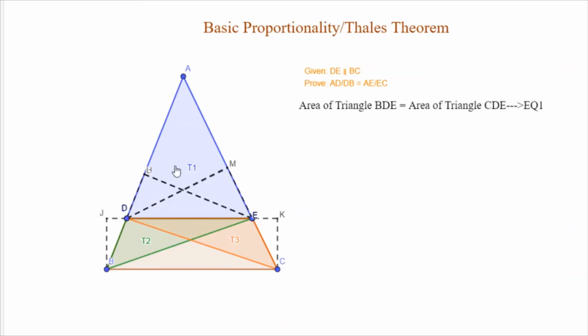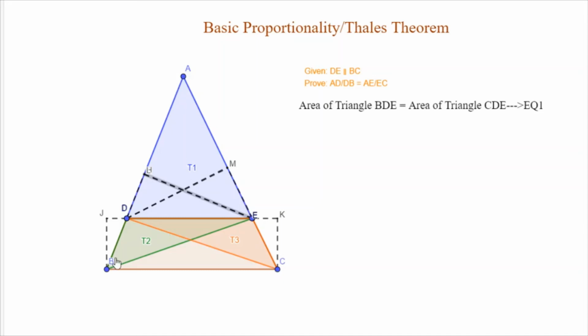So if triangles T1 and T2 have the same height, which is EL or EH, when you consider AD and DB as the corresponding bases. Likewise, triangles T1 and T3 have the same height, which is DM, when you consider sides AE and EC as bases.